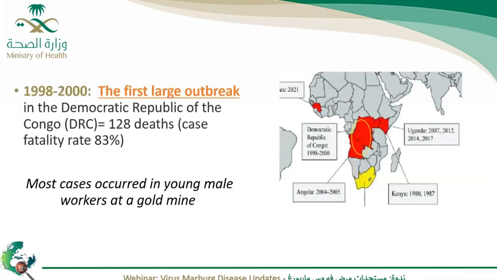After that, in 1998 to 2000, the first large outbreak of Marburg virus disease occurred in the Democratic Republic of Congo, and it led to 128 deaths. The case fatality was around 83%, and most cases occurred in young male workers at the gold mine. As we mentioned earlier, the host reservoir in this case is the fruit bats, which are mainly found in the caves and in the gold mine.